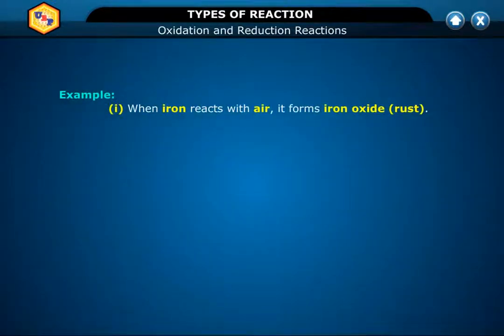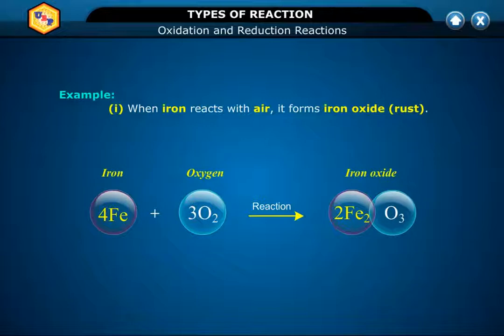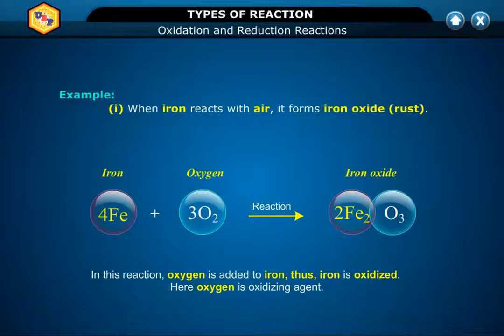Example number 1. When iron reacts with air, it forms iron oxide, that is rust. 4Fe plus 3O2 gives 2Fe2O3. In this reaction, oxygen is added to iron, thus iron is oxidized. Here oxygen is oxidizing agent.